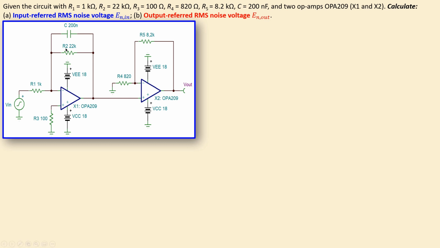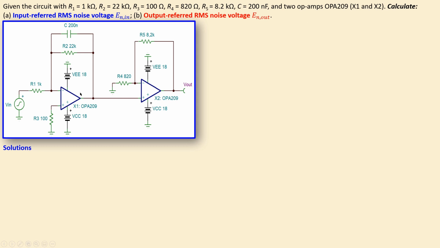Now we have 5 resistors, R1, R2, R3, R4 and R5, and we have 2 op-amps, OPA209. The values are shown here for the resistors, and the capacitor has a value of 200 nanofarads. As we did in the previous examples, we will calculate the input referred RMS noise voltage, and also the output referred RMS noise voltage for this circuit.